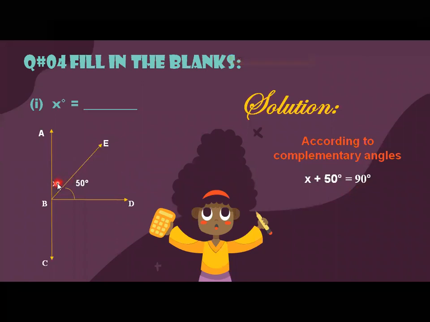Now you are going to find out this x, that is your unknown angle. So simply you will shift this plus 50 to this side, and you will write here minus 50. In the next line you will write it in this way: x is equal to 90 minus 50. And 90 minus 50 will be equal to 40 degrees. So this x is basically equal to 40 degrees.